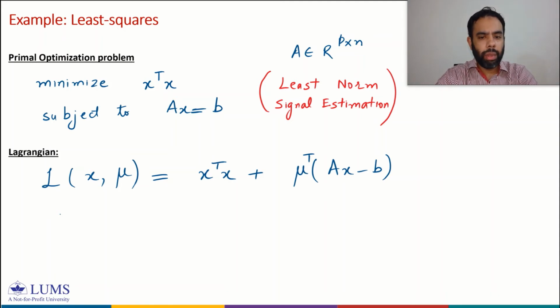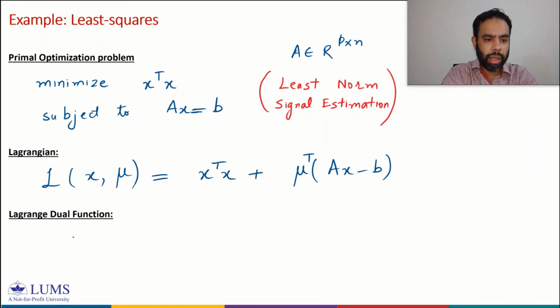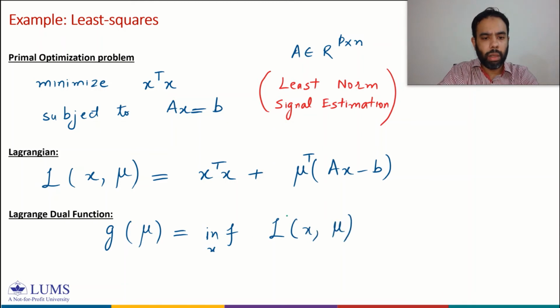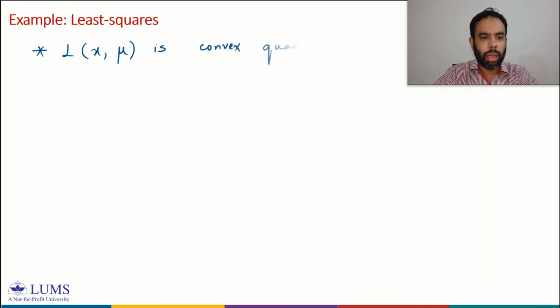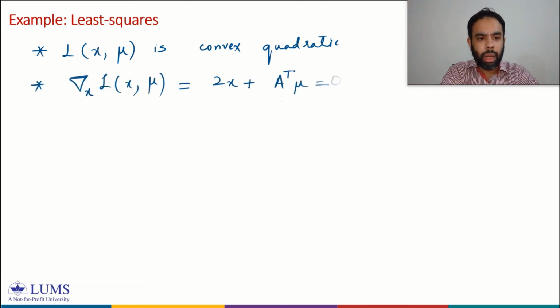Using the Lagrangian, we determine the Lagrange dual function first. By definition, the Lagrange dual function is a function g(mu), given by taking the infimum of the Lagrangian over x. The Lagrangian is given by x transpose x plus mu transpose (Ax minus b), and we see that this Lagrangian is in fact convex quadratic. So we can take the gradient of this function to determine the Lagrange dual function. The gradient is given by 2x plus A transpose mu, and we set it equal to 0.